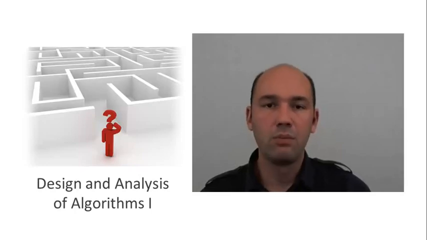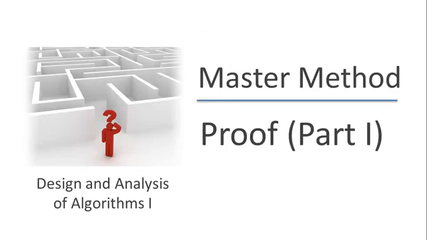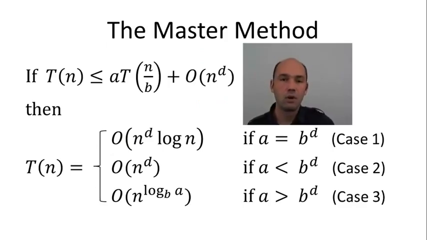In this video, we'll begin the proof of the master method. The master method, you'll recall, is a generic solution to recurrences of a given form, recurrences in which there are a recursive calls, each on a subproblem of the same size n over b, assuming that the original problem had size n, plus there is big O of n to the d work done by the algorithm outside of these a recursive calls. The solution that the master method provides has three cases depending on how a compares to b to the d.